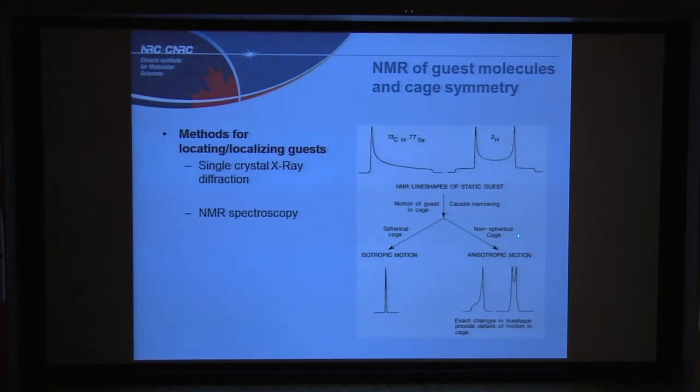On the other hand, if we have a non-spherical cage, we get anisotropic motion, and we get different variations of asymmetric lines, or we get some residual doublet splitting. So the conclusion is that just by looking at the guest molecules in a cage, we can tell what the cage symmetry is, which is a very useful thing, especially if you cannot grow a single crystal to do crystallography.